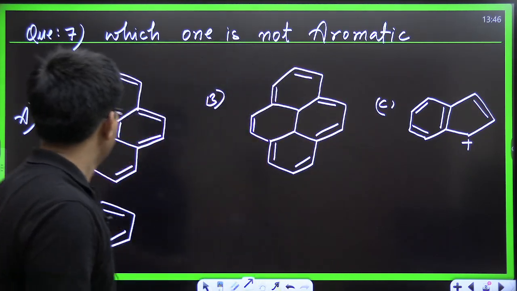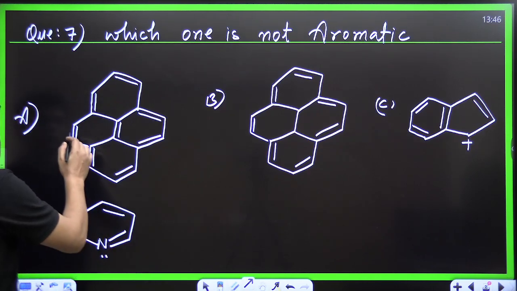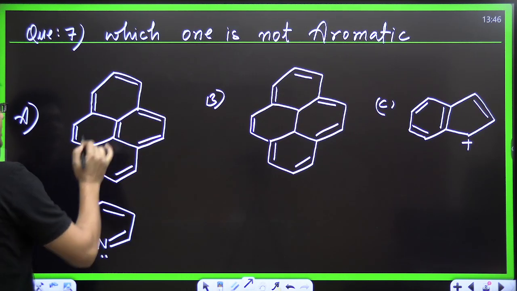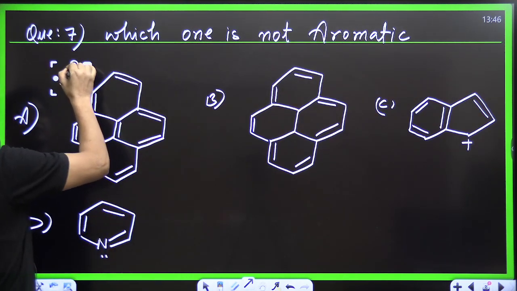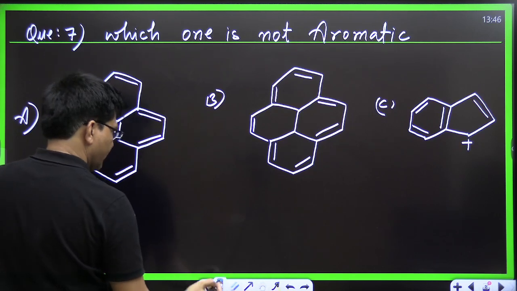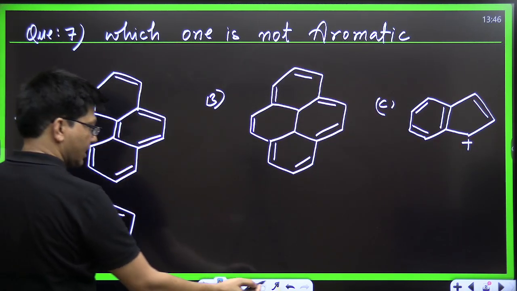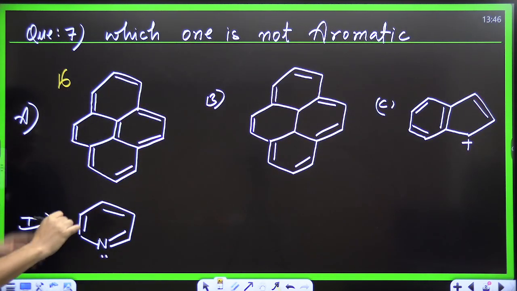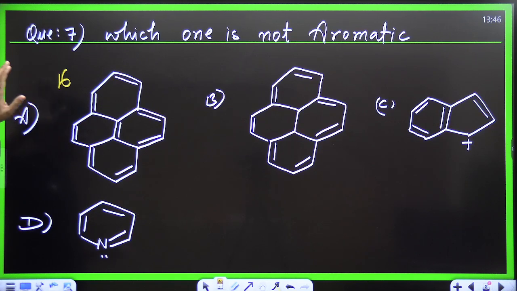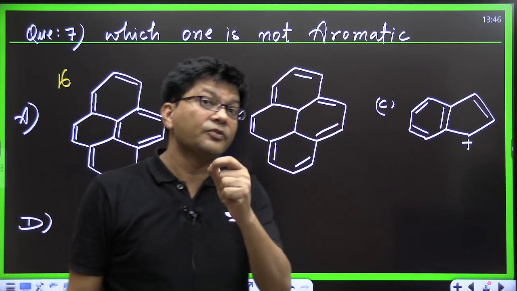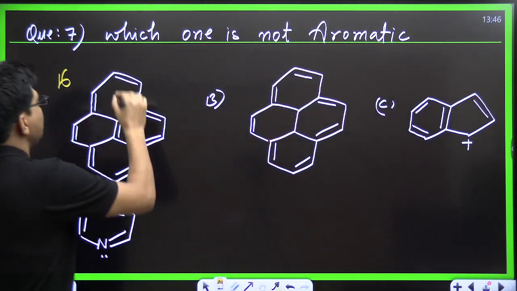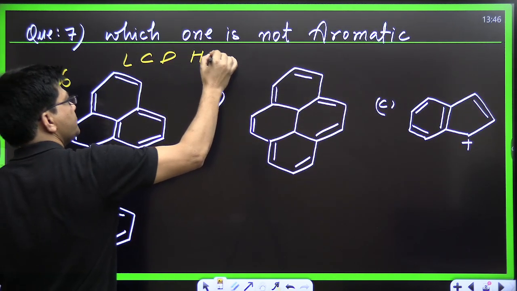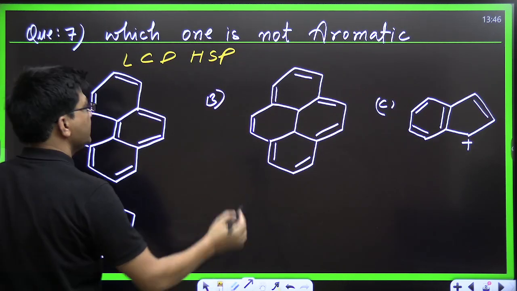Now see kids, how many pi electrons are there? 1, 2, 3, 4, 5, 6, 7 and 8. Means 16 pi electrons are there. What do you think? If anyone is having 16 pi electrons, is that going to be aromatic or not? Definitely you will say no sir, it is not going to be aromatic. But kids, just remember one code, LCP, HSP.